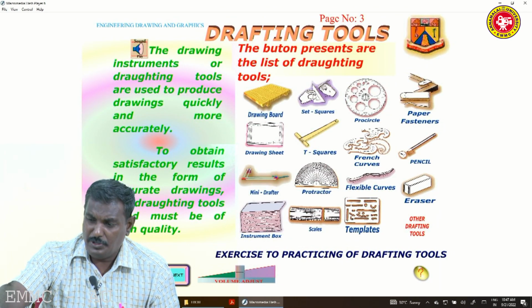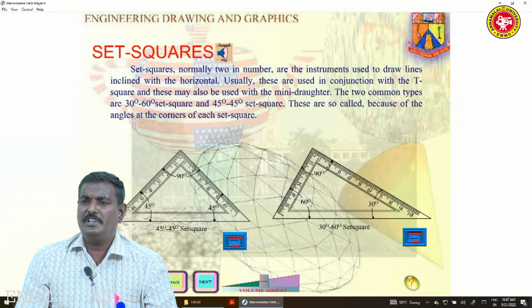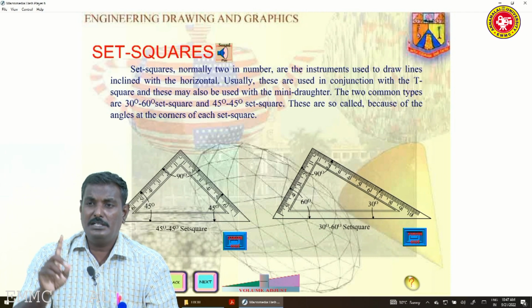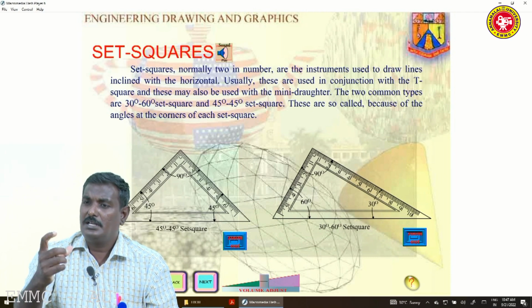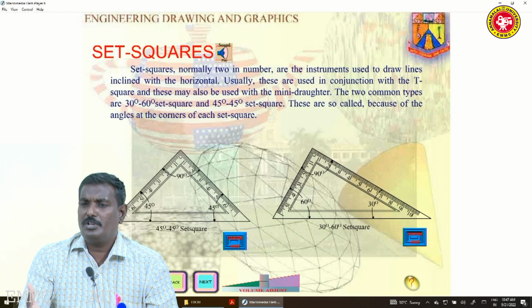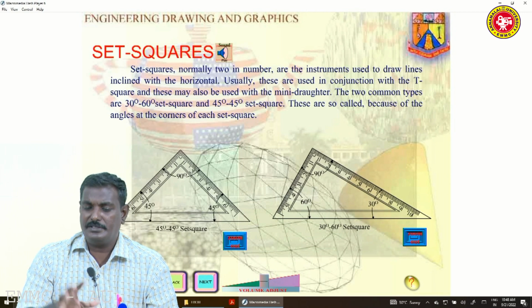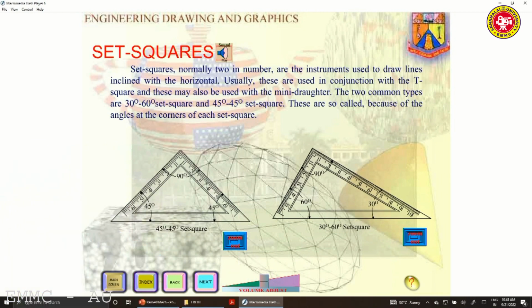Next, set squares. Previously we used this type of instrument, but now we are not following this because we have a single-machine instrument, the mini drafter. That's why we are not using it, but even though, you have to learn and understand what it is and for what purpose we use it. Suppose you want to produce a particular angle, that is 45 degree or 60 degree or 30 degree, then we have to use these set squares.